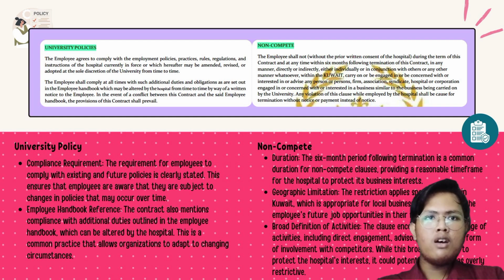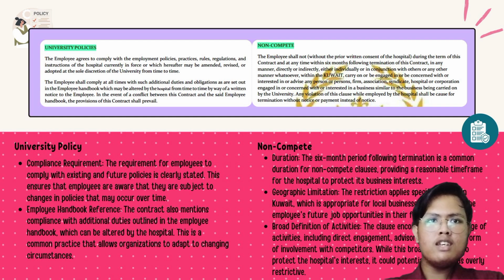The non-compete clause restricts employees from engaging in similar business activities within Kuwait during the contract period and for 6 months after its termination, unless written consent is provided by the hospital. Violations during employment can lead to immediate termination without notice. While this safeguards the hospital's interests, it will be more effective with clearer definitions, a well-defined scope, and alignment with labor laws to ensure fairness and transparency.